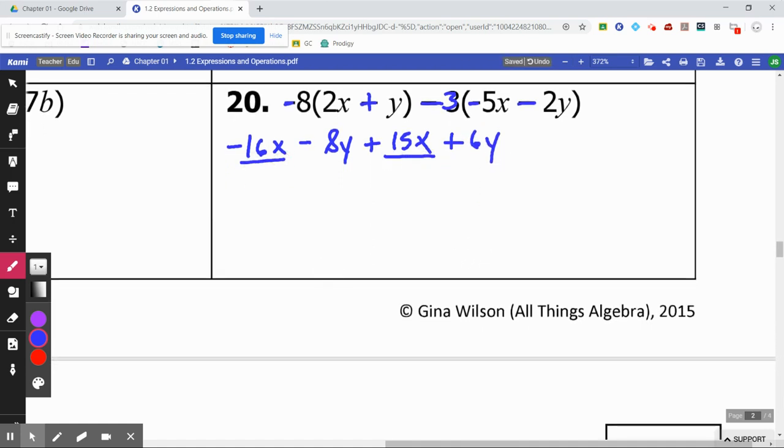Combining your negative 16 and positive 15x's gives you negative 1x. And you don't have to put the 1. You can just put the x. And a negative 8 and a positive 6 gives you a negative 2y.